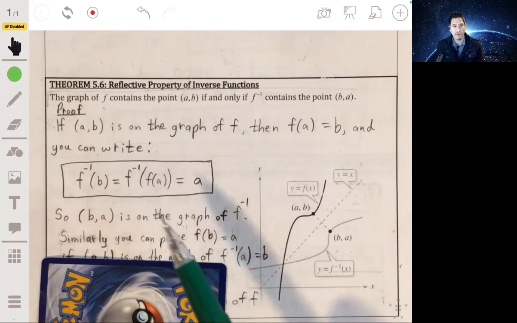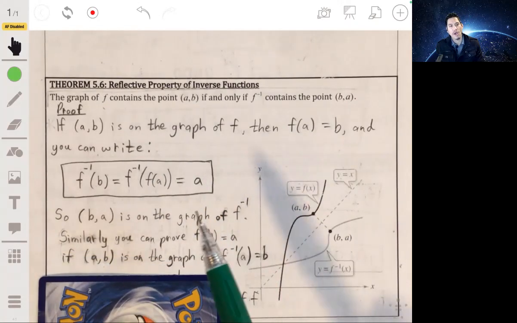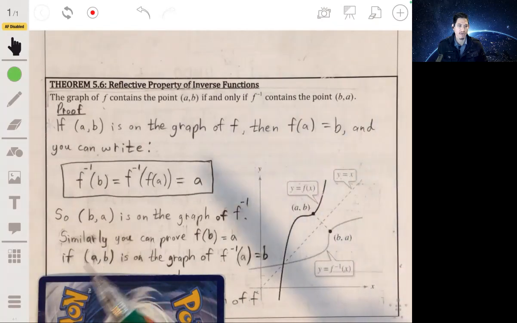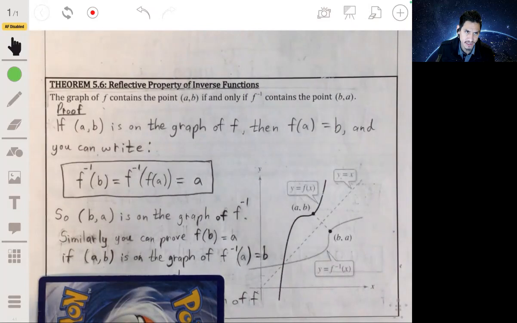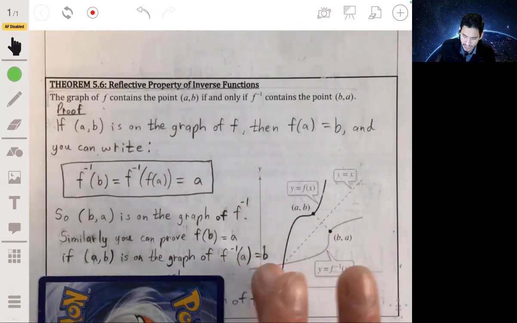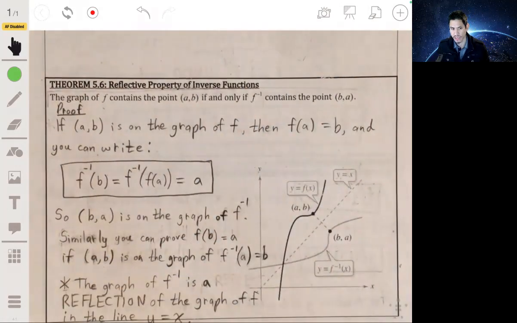And we can show that for all of the points. We can show the opposite as well: if f of b equals a, and (A, B) is on the graph of the inverse, we can use that same logic. I'm not going to go through all of that, because this is a simple logical proof by understanding this graph, which let's go into now.